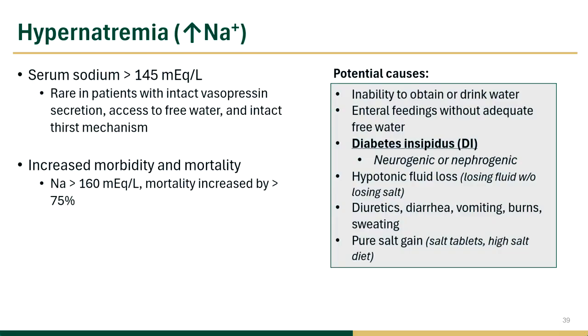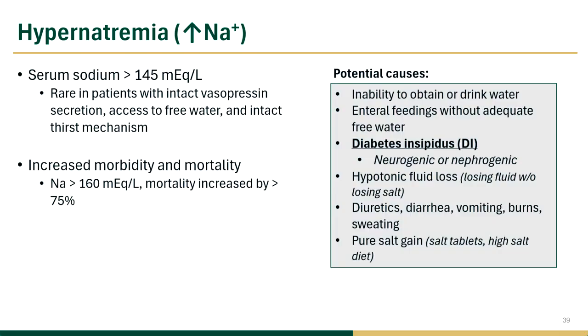As you get further up into the sodium ranges, the normal range is 135 to 145. As you get closer to like 160, you get into really, really severe risk of life-threatening symptoms. The mortality is increased by over 75% above 160. So causes of hypernatremia, as I noted before, inability to obtain or drink water. So patients who either can't drink water or they don't have water can get hypernatremia. If you are feeding someone enterally, which means through a tube feeding that doesn't have enough free water in it, it's the same as not drinking enough water.